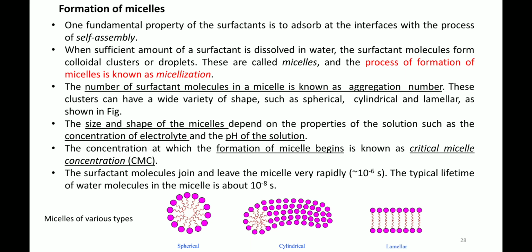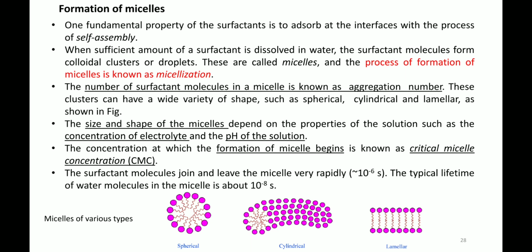Okay, so this process of formation of micelle is called micellization. Micellization is a process in which the surfactants self assemble together at the interface of water and oil to form a droplet or a colloidal cluster. So that process is called micellization.